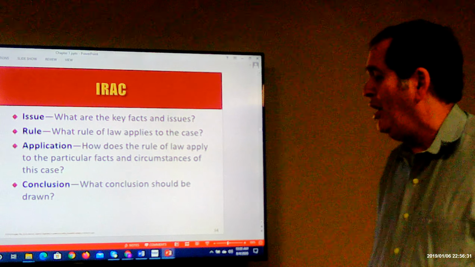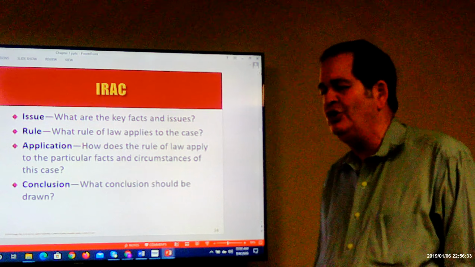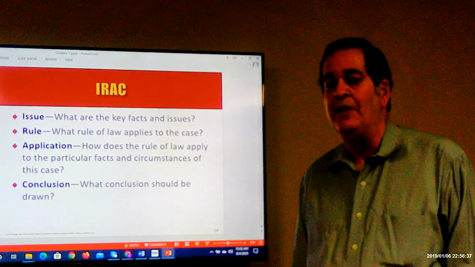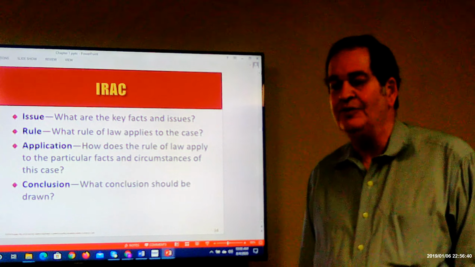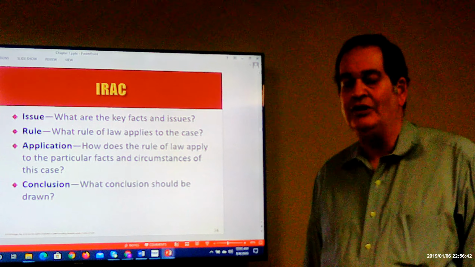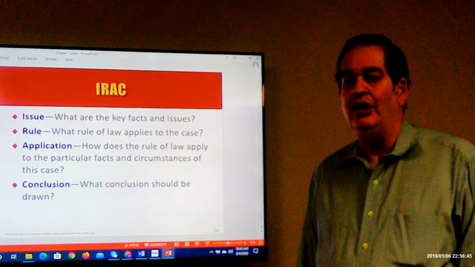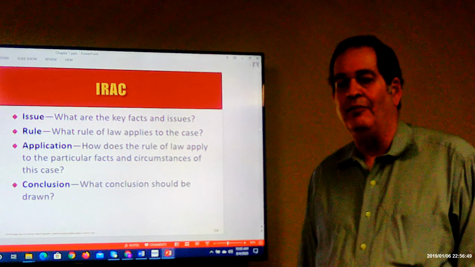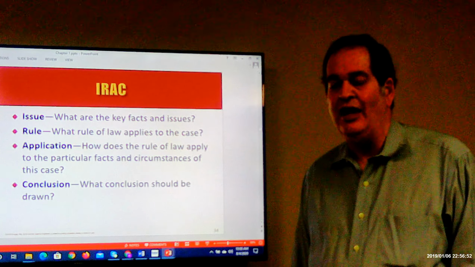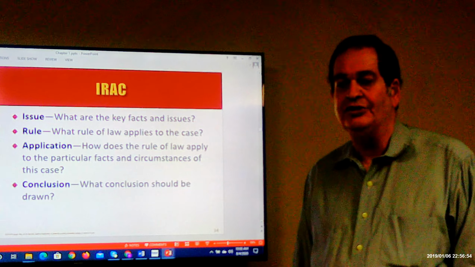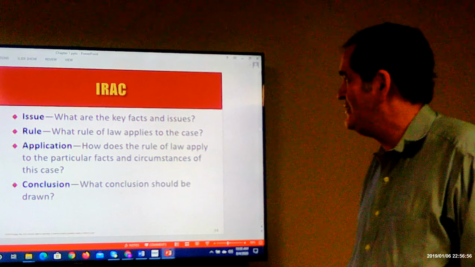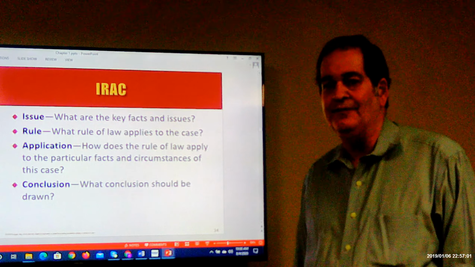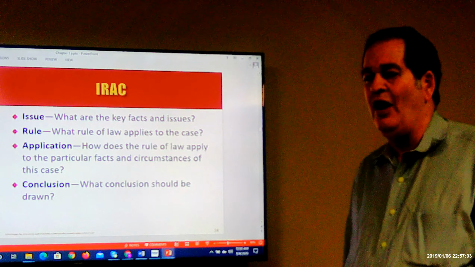So the issue is: what's the legal issue in the case? For example, let's take a look at Brown versus Board of Education. The legal issue in that case, and it's usually stated as a question, was: do separate but equal schools for blacks and whites violate the Equal Protection Clause of the 14th Amendment? That's the issue.